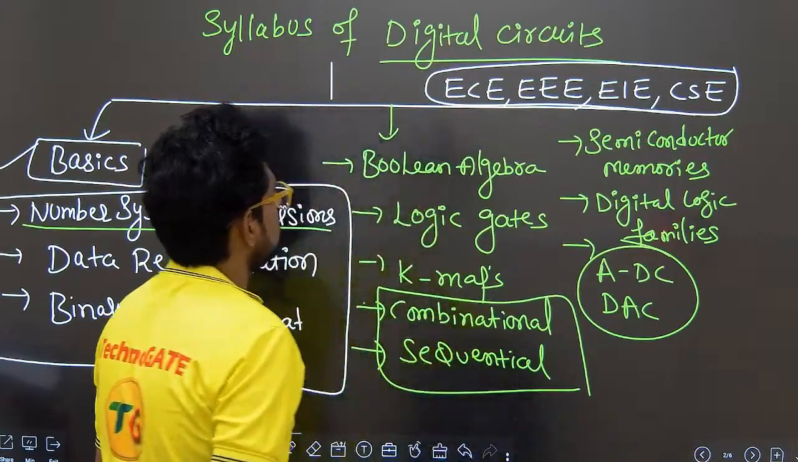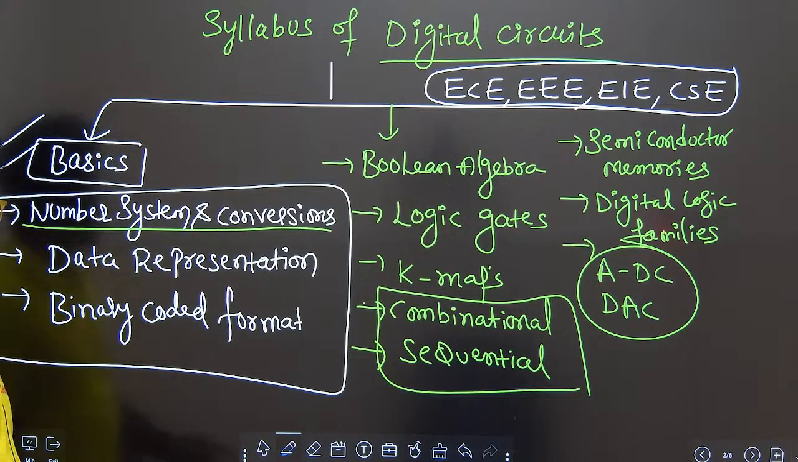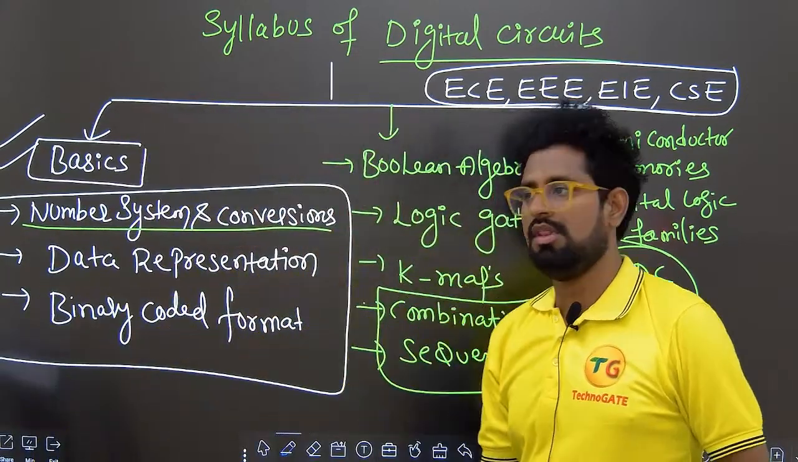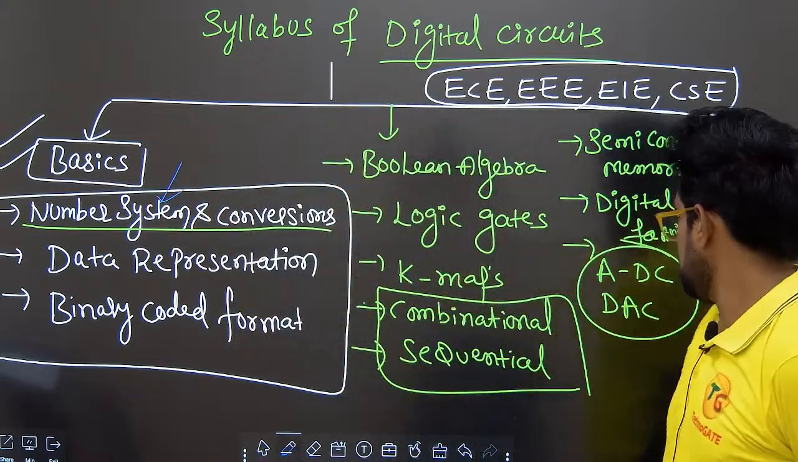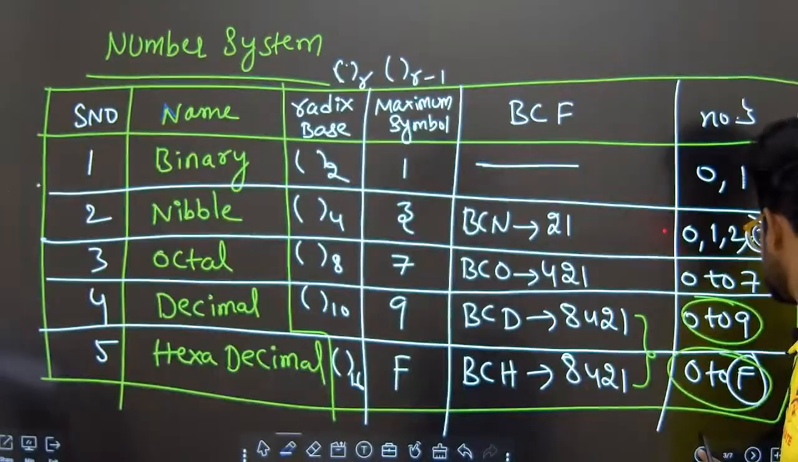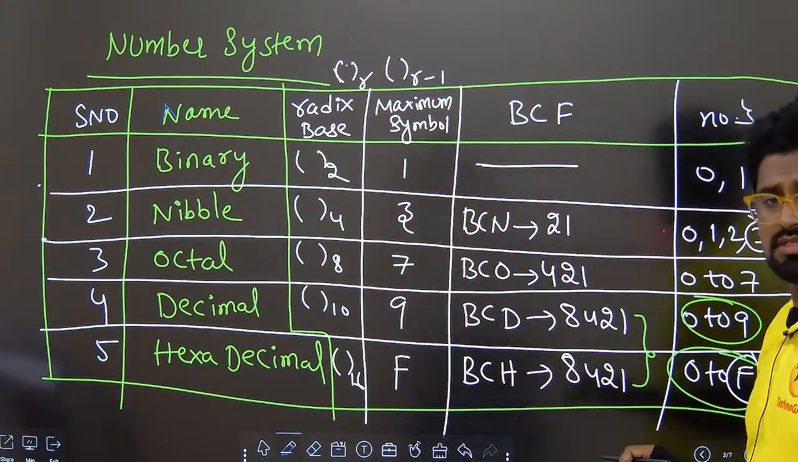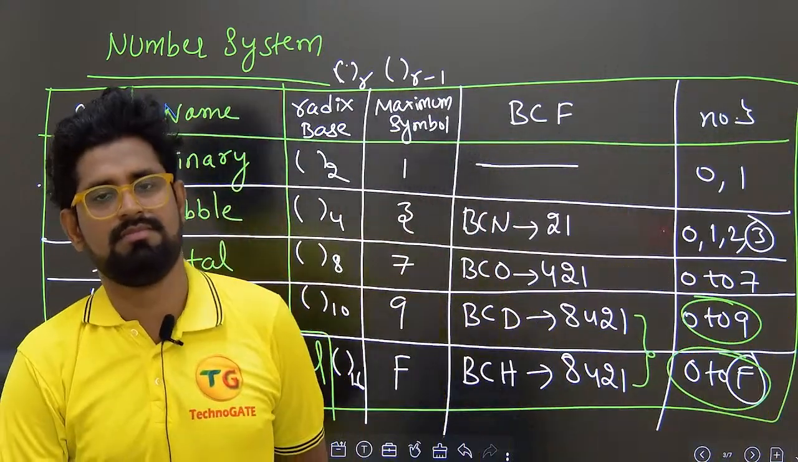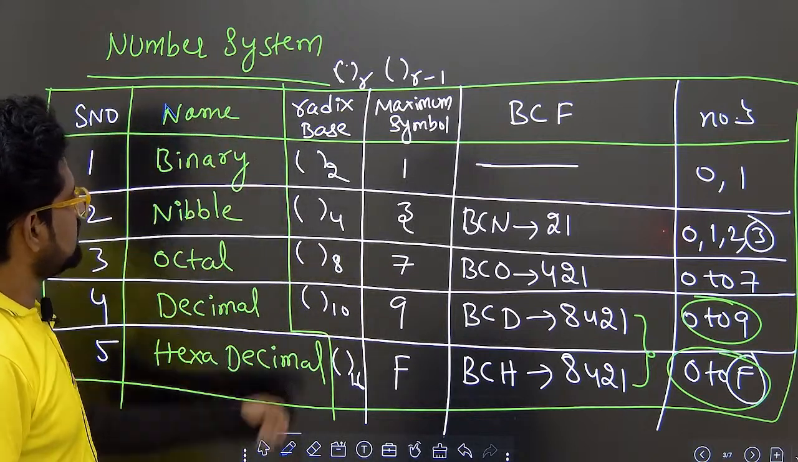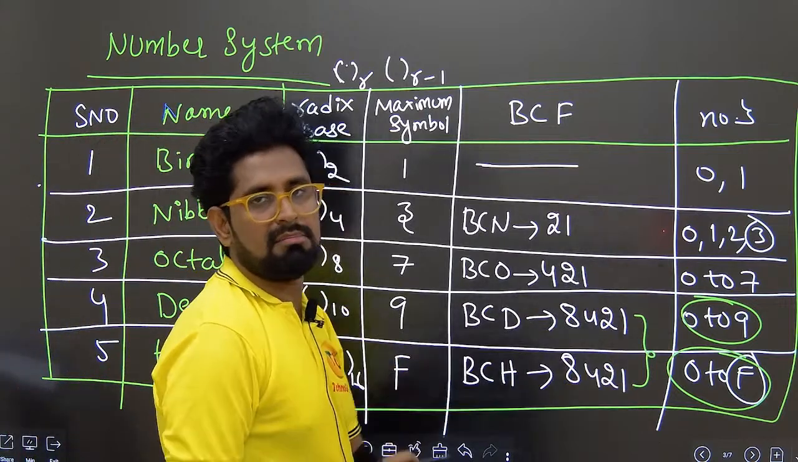In the first slide, what I have given is the syllabus. In this syllabus we are discussing the basics. So in the basics I started number systems today. I have given the various types of number systems in the second slide: binary, nibble, octal, decimal and hexadecimal. Then how to get its radix and binary coded formats and what are the numbers.